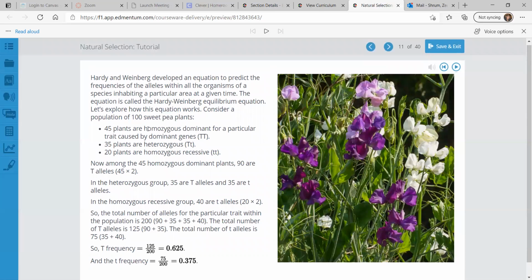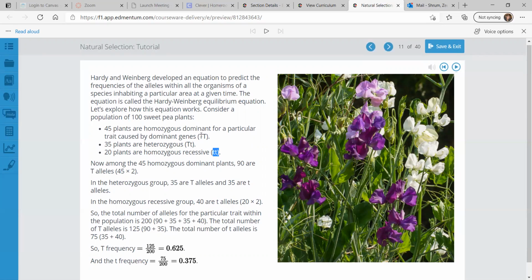And homozygous means the same trait is doubled. So this is two capitals. This is one capitalized, one dominant, and one recessive. And that is called heterozygous. And then we have 20 plants that are homozygous recessive. So they have both recessive.